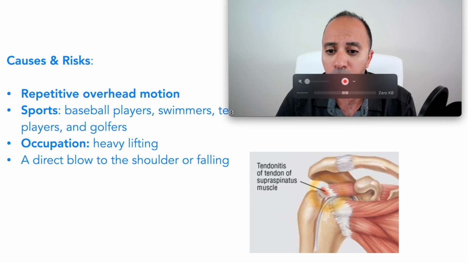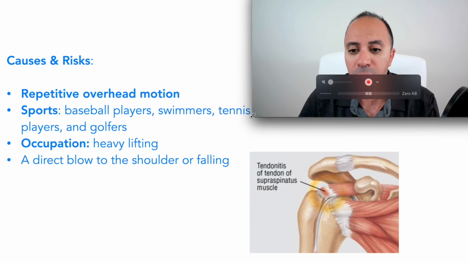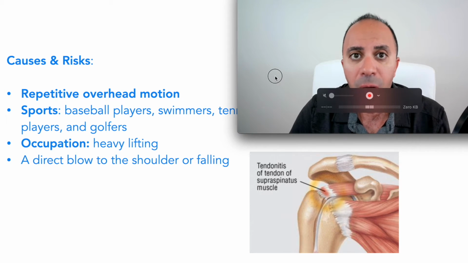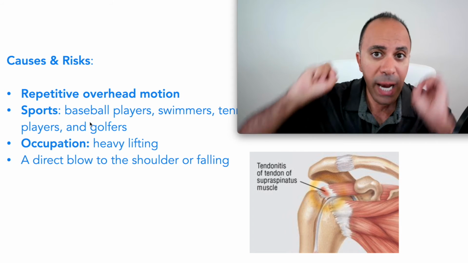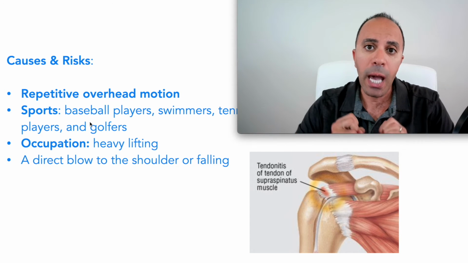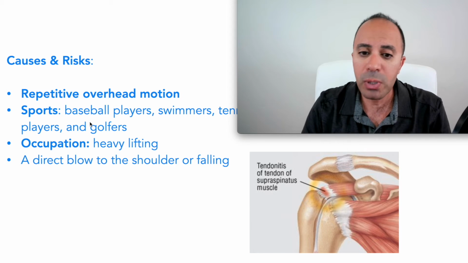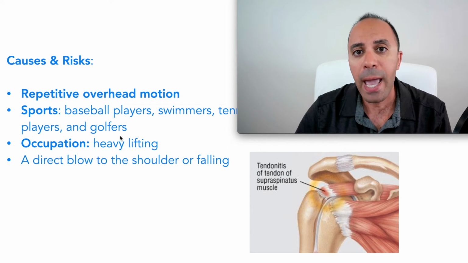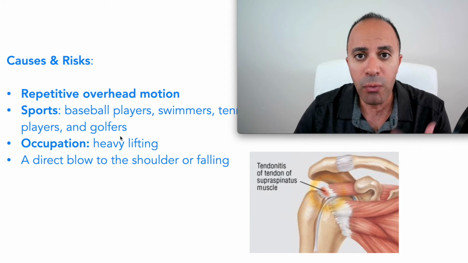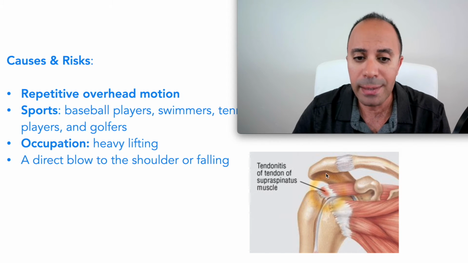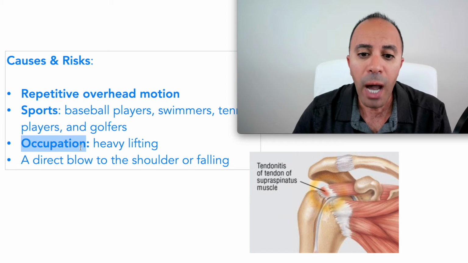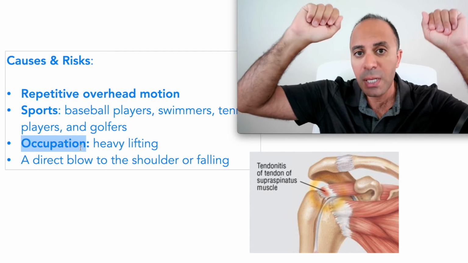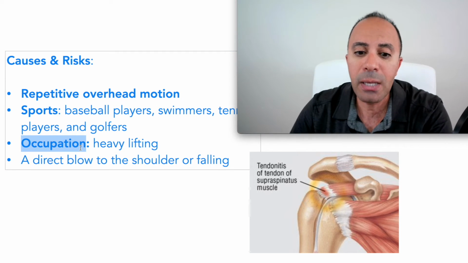So what are the causes of rotator cuff tendonitis? It's very common with repetitive overhead activities, especially if you overtrain with sports like baseball, swimming, and playing golf. Without enough rest, overtraining could cause tendonitis in the shoulder. Also, occupations that require heavy lifting with overhead activities.